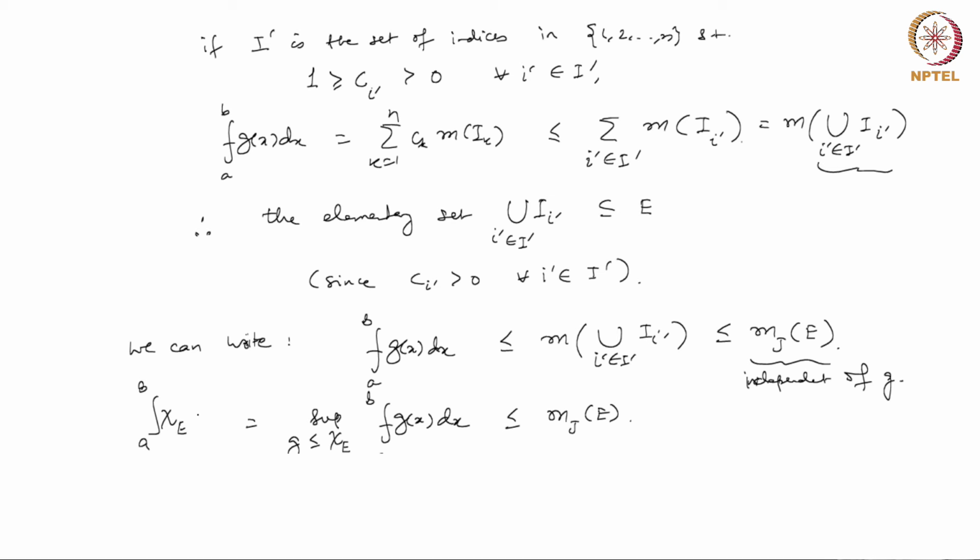This is the lower Darboux integral of chi E. So we have the reverse inequality that we wanted. Now we come to the generalization of the previous result to any R^D. We have seen it for dimension 1, and we can easily generalize these results to arbitrary dimension.